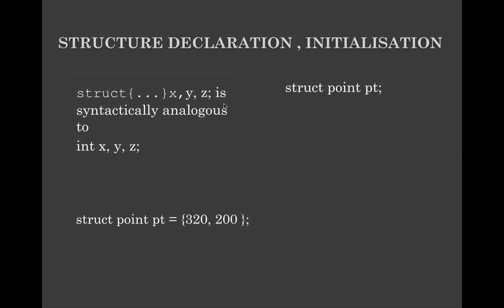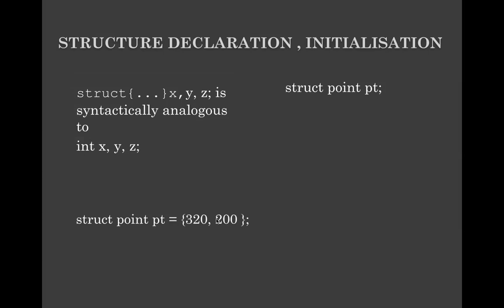The other way of declaring a structure variable is, we already have declared a structure template, struct point. So we are declaring a variable of the structure point. So PT is a variable of point structure. That is, PT has two members, x and y. I can also initialize values for this structure. So struct point PT equal to 320 comma 200, meaning 320 will be the first value, 200 the second value. That is, PT's x is 320, PT's y is 200.